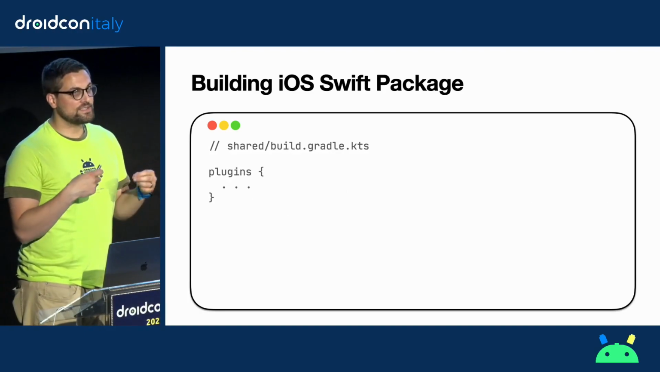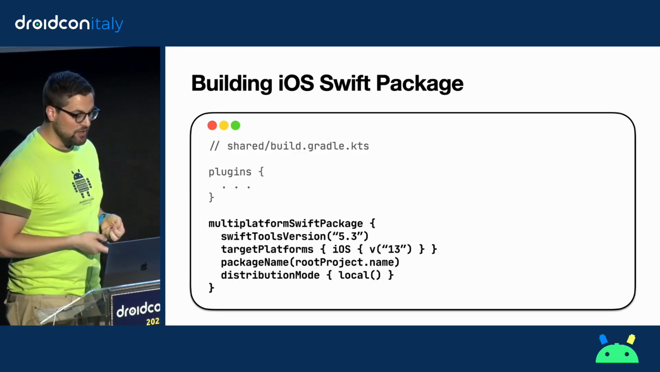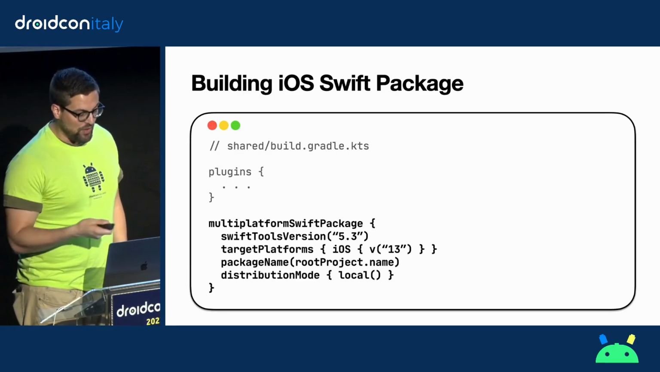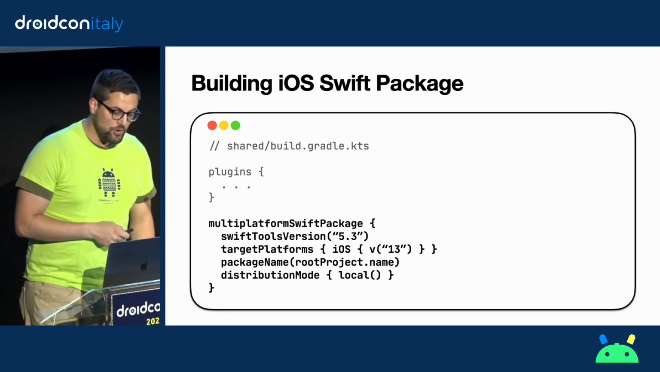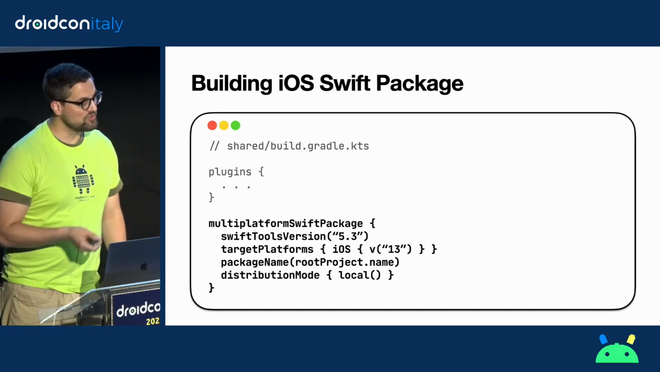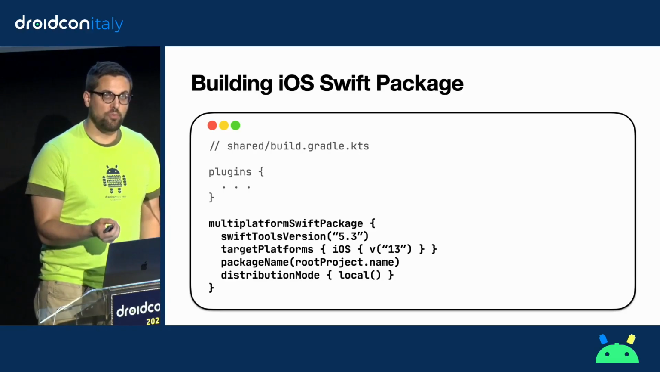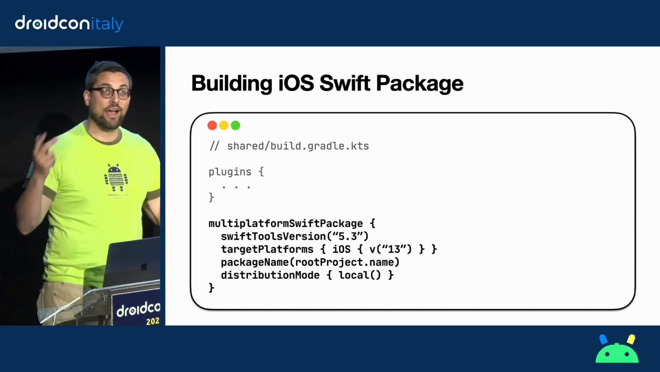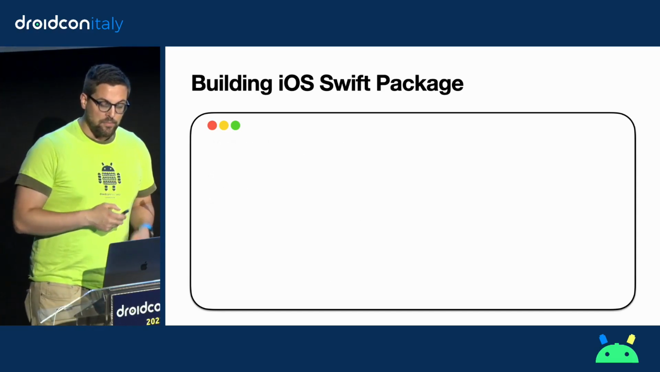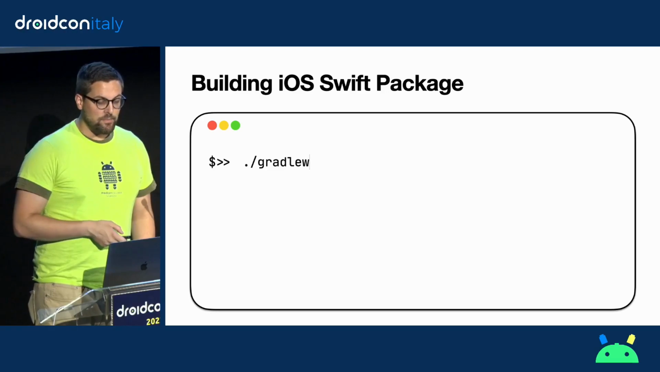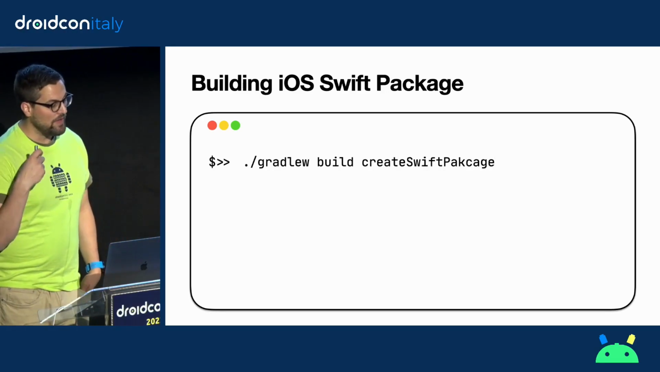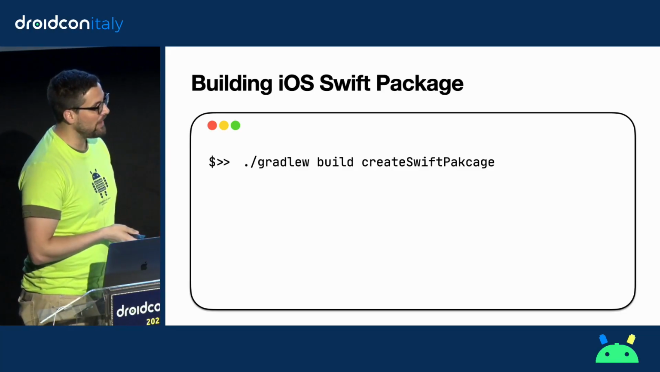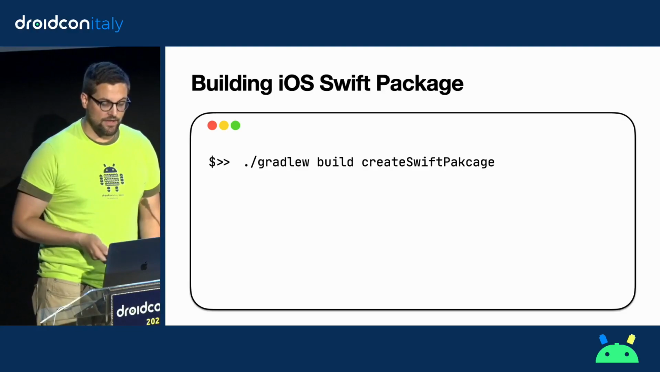But ultimately, whether it's this plugin or your custom Gradle tasks, we generate a Swift package. You need to know things like the Swift tool version and the target platforms that you're supporting. The distribution mode is an important one. We started off with local distribution mode. That has worked well, but we've run into limitations with it, and I'll talk more about that at the end in terms of the challenges that we faced. But ultimately, we end up being able to run the build task, and then we have a create Swift package task that generates the XCFramework and the Package.swift file we need, and then we can point Xcode at that file.